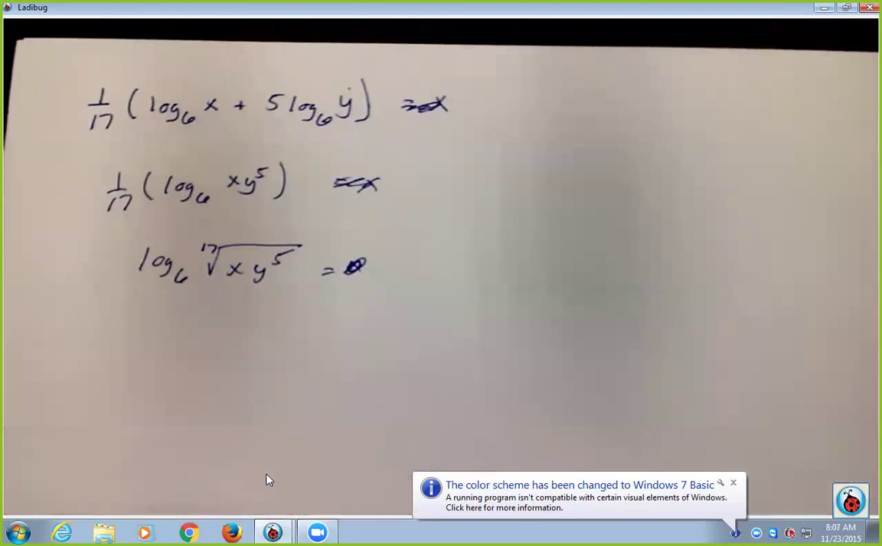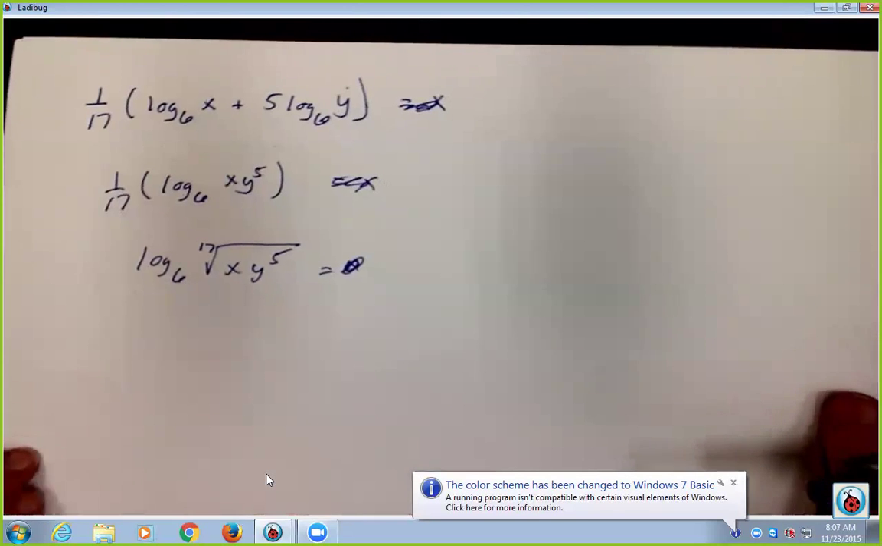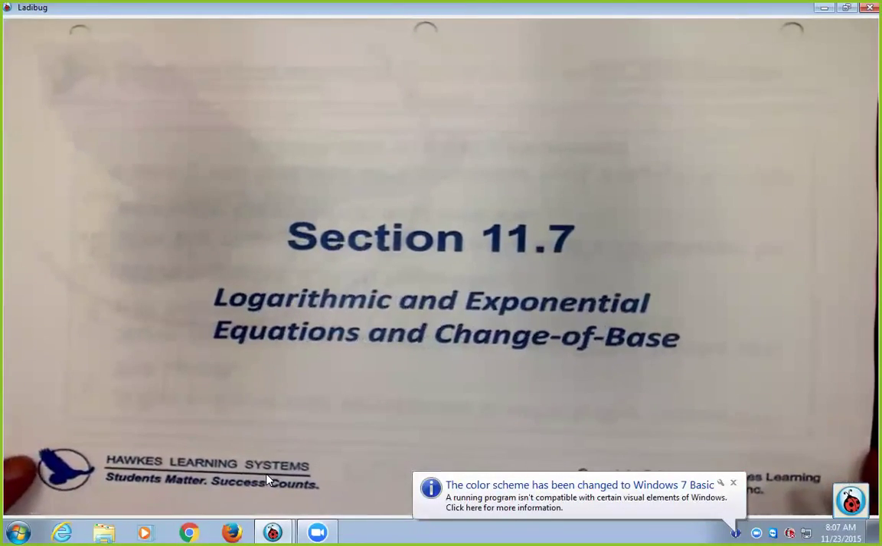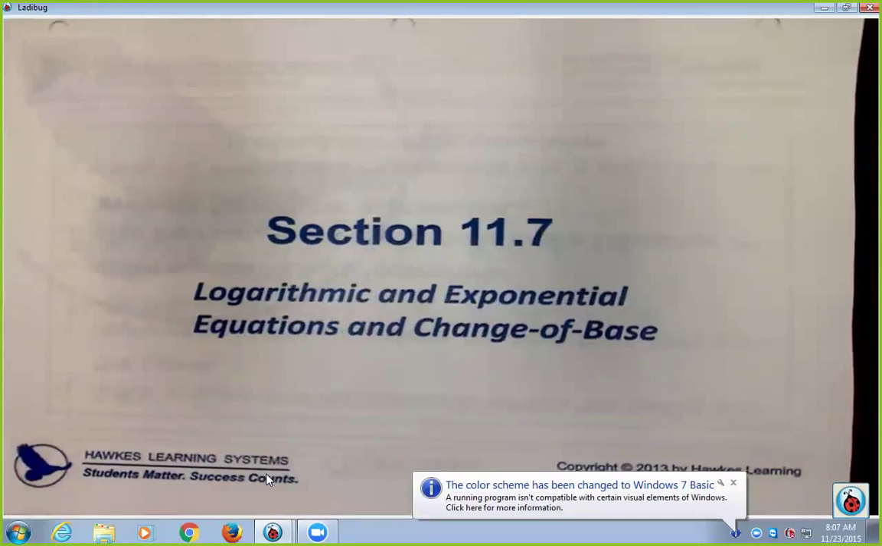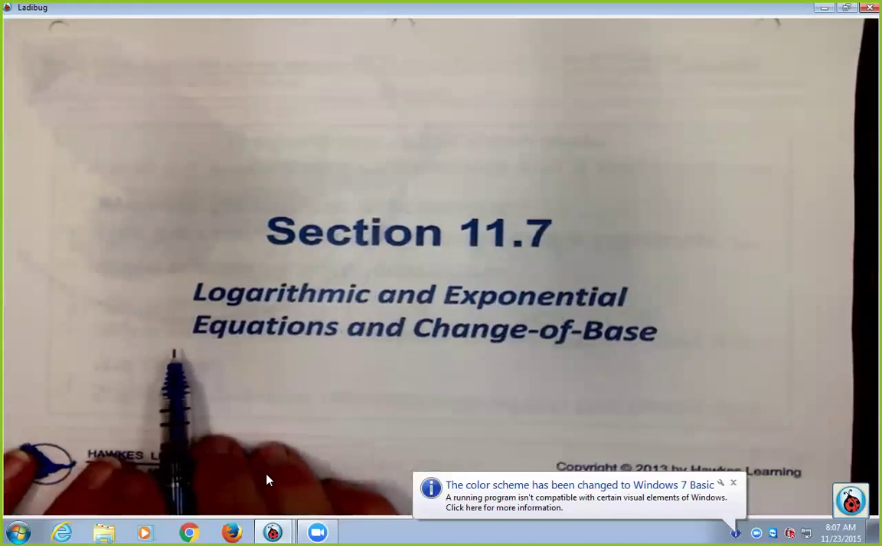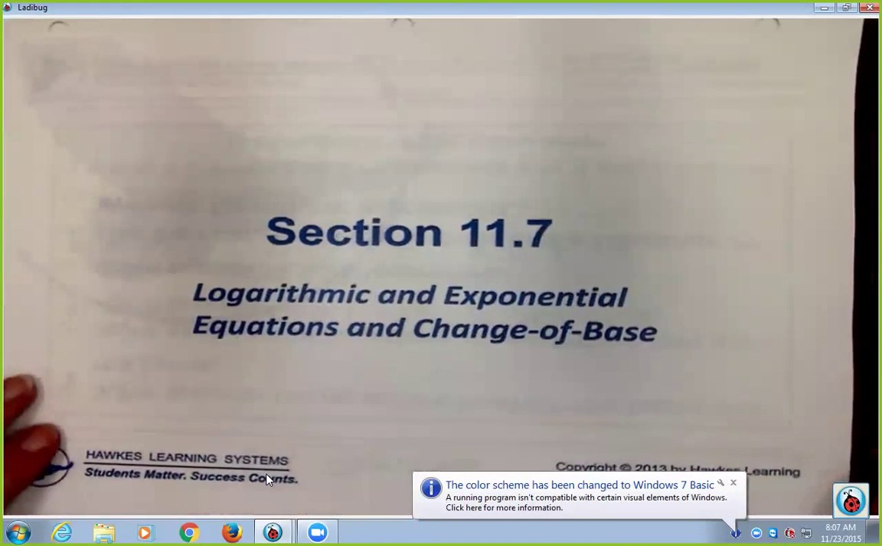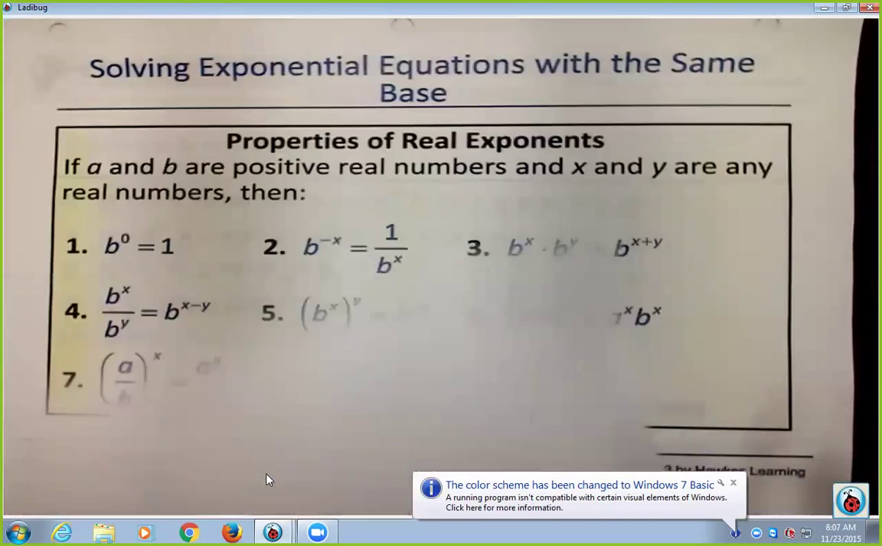Okay, so today we're down to the very last section, and that last section is 11.7, and it has a bit of stuff in it. So it's going to pull back the stuff that we've worked on in chapter 11, and so we're going to do some more stuff with it. In this case, it's logarithms and exponential equations and change of base. And so change of base means that we have to work with a log because our bases are not going to end up matching in there for those.